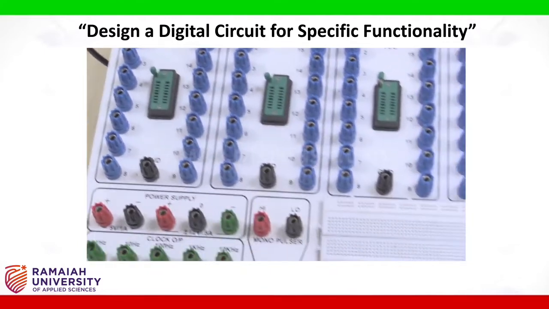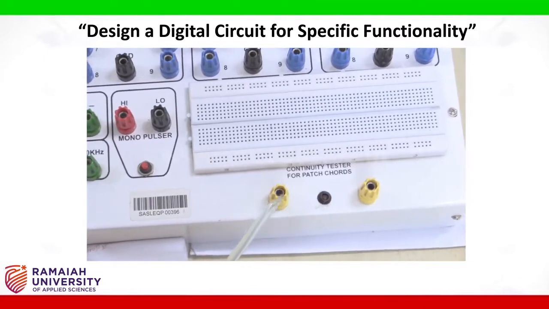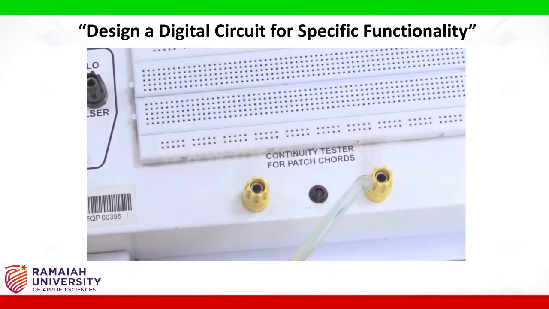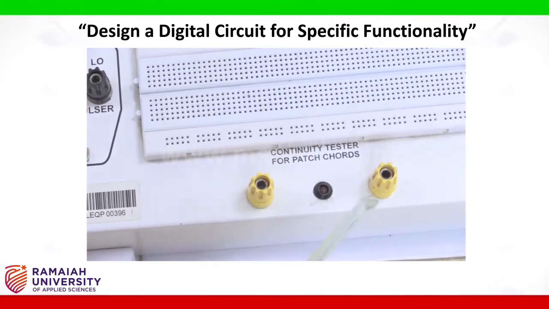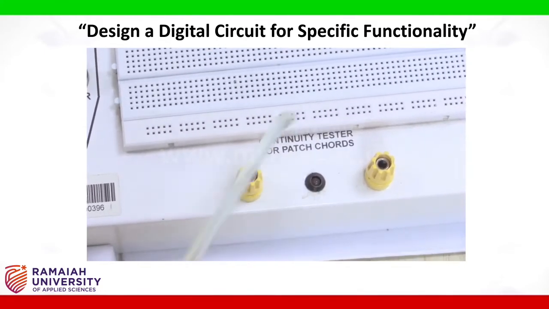And these two are used to check the connectivity of the patch card. So if you want to check whether the patch card is working properly or not, we have to place the patch card between these two knobs. If the red color bulb glows here, that means the patch card is working properly.